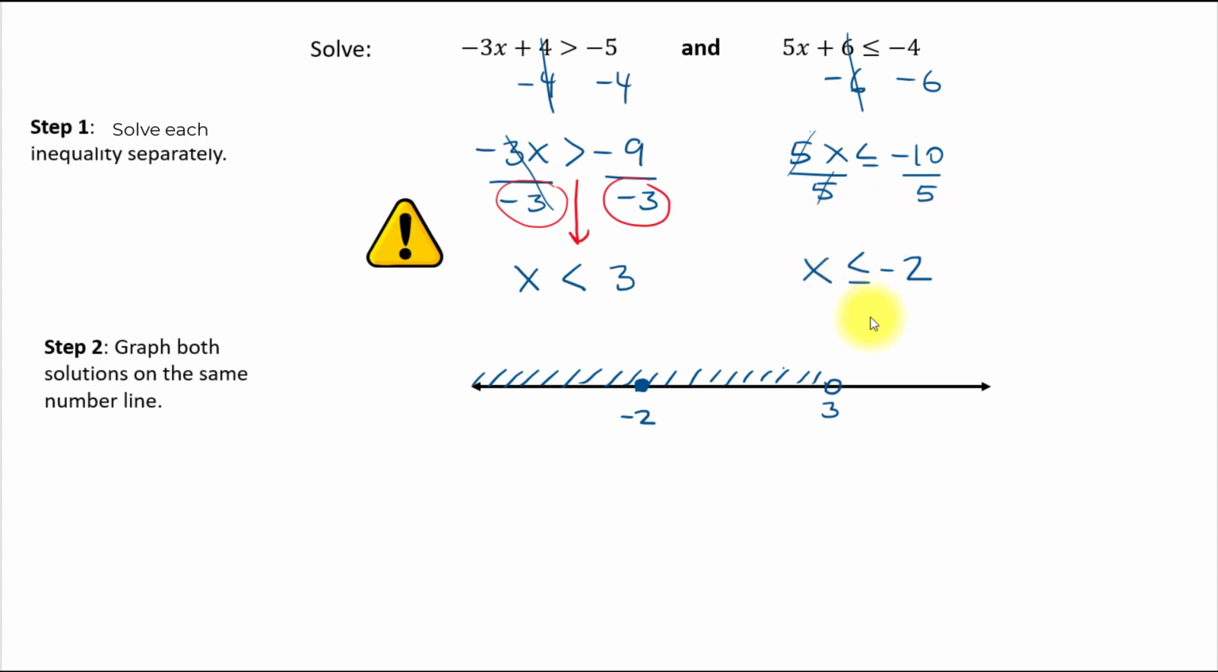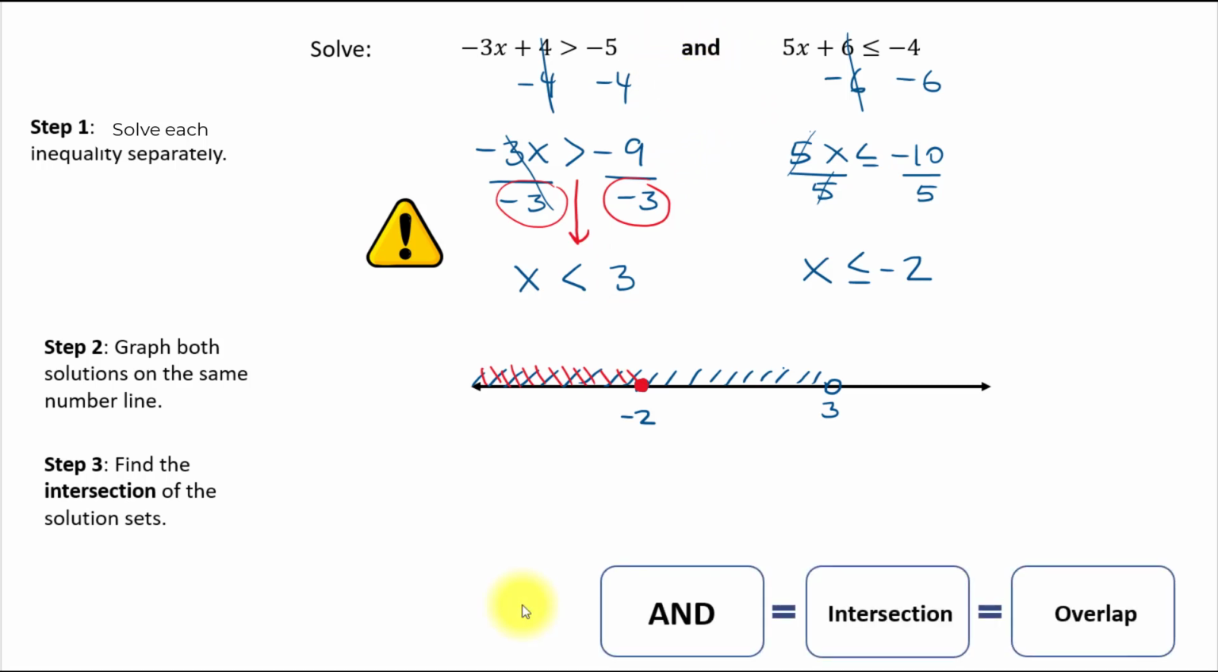And this inequality symbol represents all values that are smaller than -2. So again, I have to highlight to the left of -2. I'll use a different color for that. Once we graphed both solutions on the same number line, we need to find the intersection of the solution sets. That's because we're solving the compound inequality with the word and. And here's the reminder of how we think about it. Intersection is the same as the overlap of the highlighted segments.